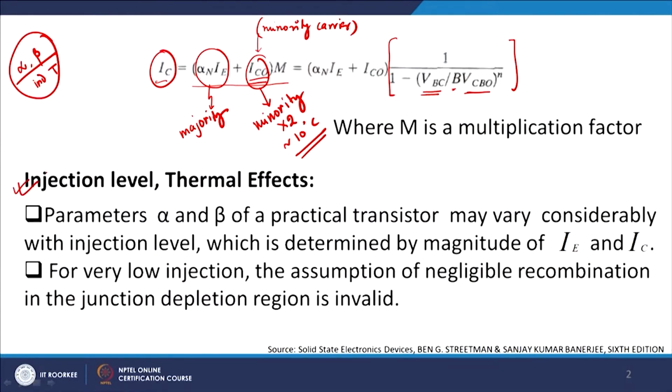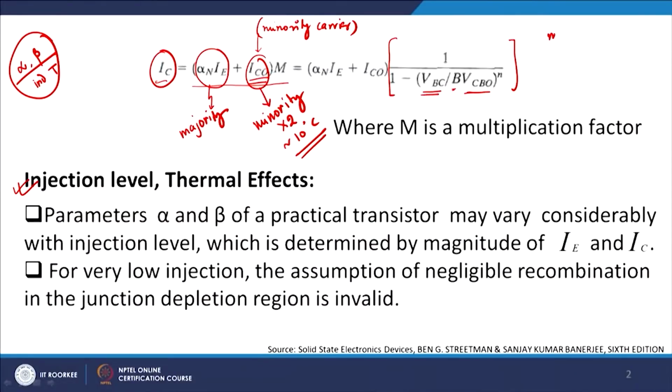Then what is the effect of thermal effect? What is the thermal effect? Primarily it means that, please understand, this BJT is working in an environment where applied voltages are very large. Not only that, your collector currents are of the order of milliamperes. So, if your collector current is of the order of milliamperes, then I squared R, which is the power dissipation you expect from a device, is typically very high.